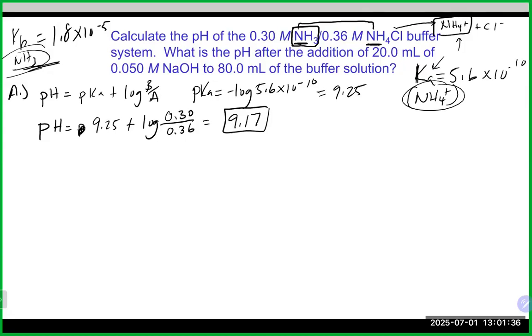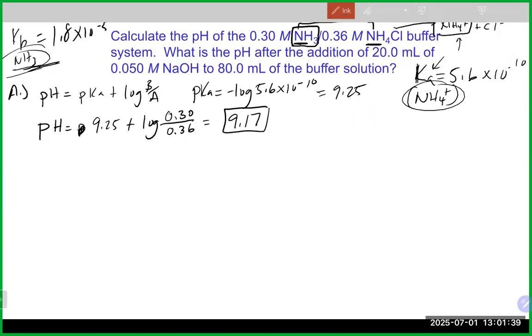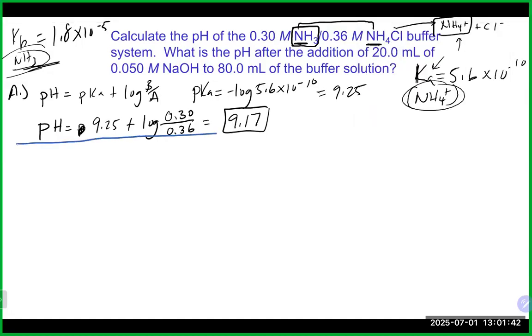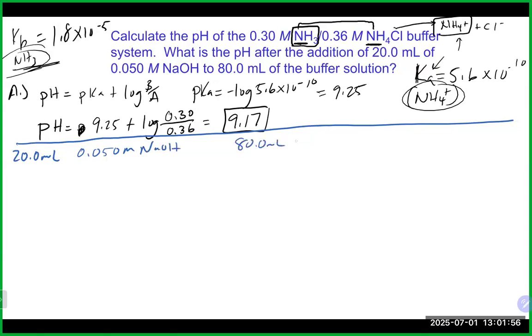All right, now part B, we're actually going to add some sodium hydroxide in this case to our buffer. So we're going to add 20 milliliters of 0.05 molar sodium hydroxide to 80 milliliters of my buffer. So essentially I have a little beaker over here with my buffer in it, a little NH4 plus, a little NH3, and it is 80 milliliters. And to that, I'm going to add my 20 milliliters of sodium hydroxide basically to it.